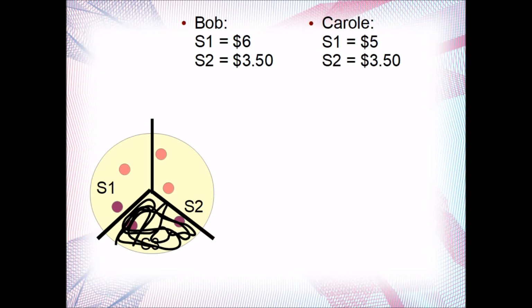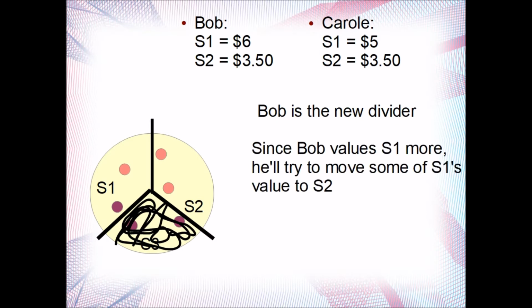So here's the remaining information. We'll make Bob the new divider. It is Bob's job to recut the cake so that the 2 pieces are worth the same amount. Since Bob thinks that S1 is worth more, he will probably try to move some of S1's value to S2 because Bob will have no control over which piece he gets. I'm not entirely sure how he's going to do that, but for argument's sake, let's say that he makes a new cut right here.